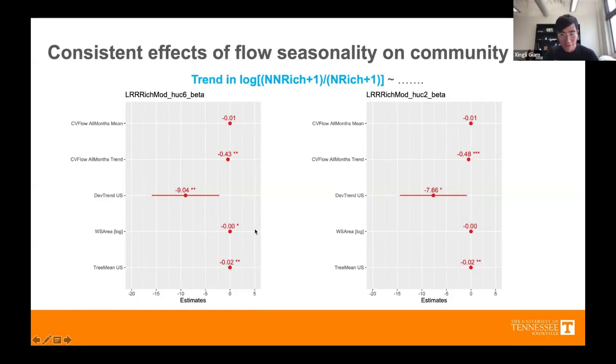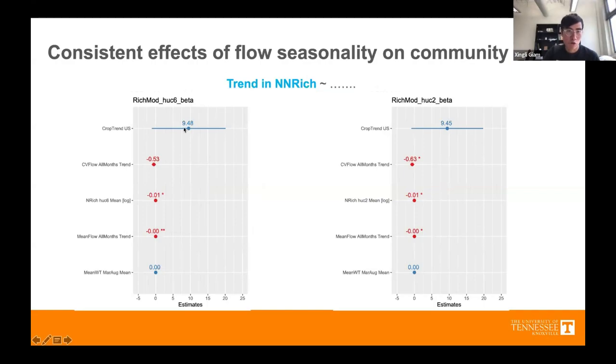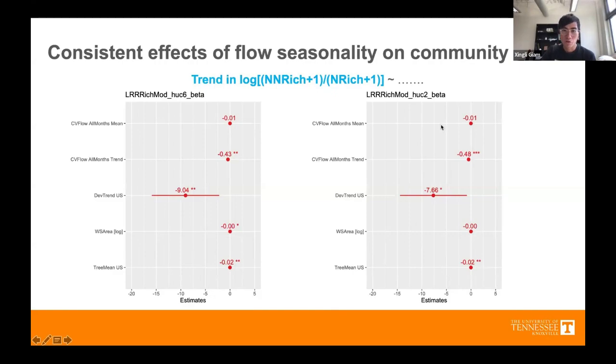Here there's also something interesting. We have to talk about crop trend as well for the previous one. As cropland tends to increase, here we are increasing the number of non-native fish. Over here, there's no cropland trend.